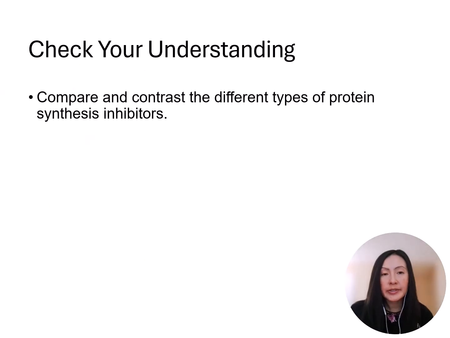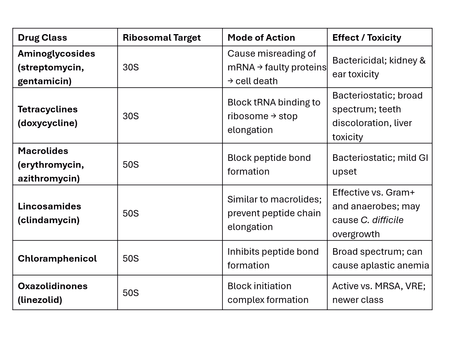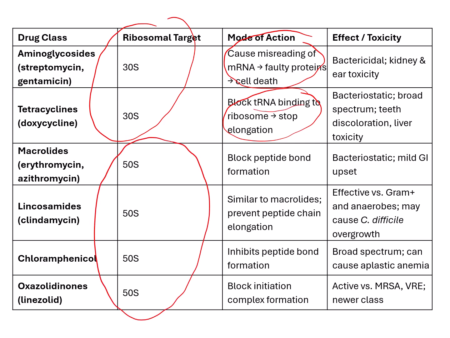So this checkpoint asks us to compare and contrast the different types of protein synthesis inhibitors. And we kind of just saw that in the tables on the previous slide, but I also created a simplified version of that. Here's the simplified version of the table where we can see the 30S drugs that cause misreading of messenger RNA or block transfer RNA binding. And then here are the 50S drugs that block peptide bond formation or the initiation complex formation.